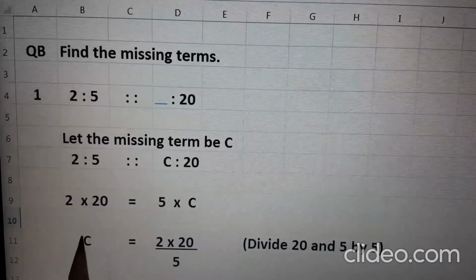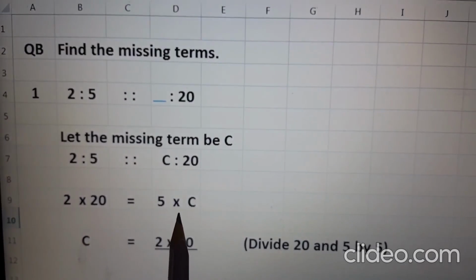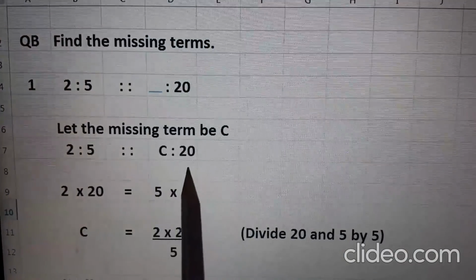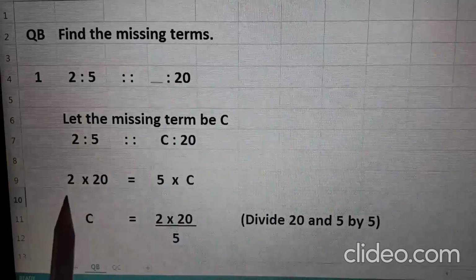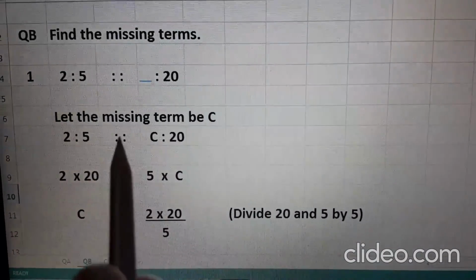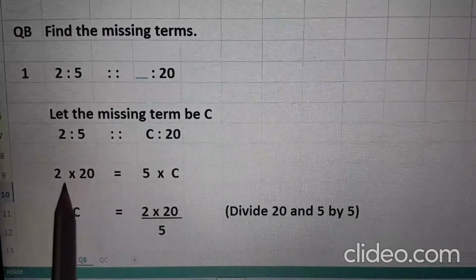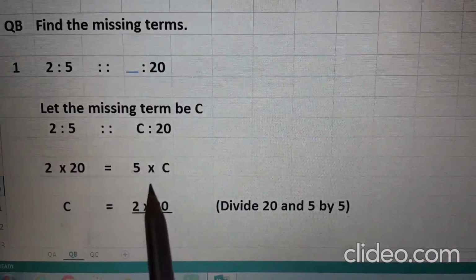Now we will write product of extremes and product of means. So 2 into 20 equal to 5 into C. अब हमने इस इक्वेशन को ऐसे बना लिया, 2 into 20 equal to 5 into C. Product of extremes equal to product of means.